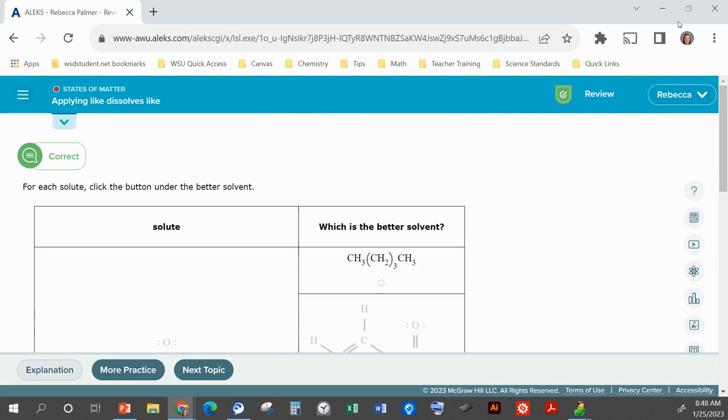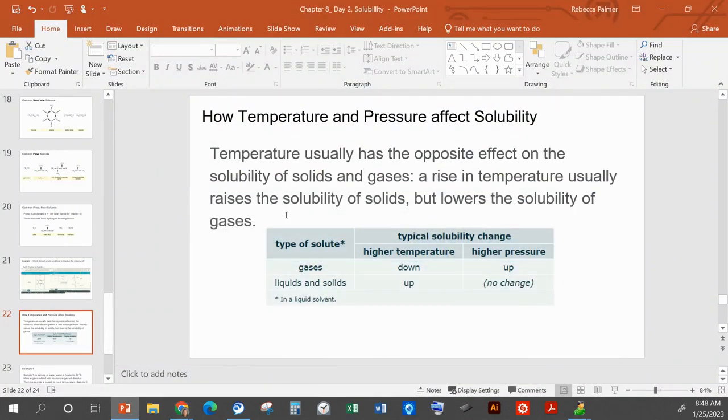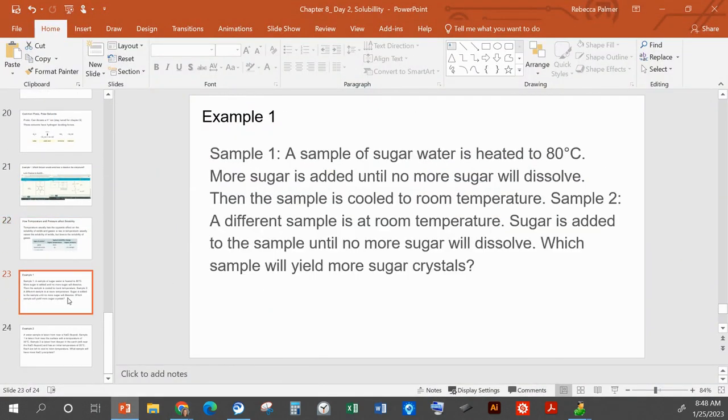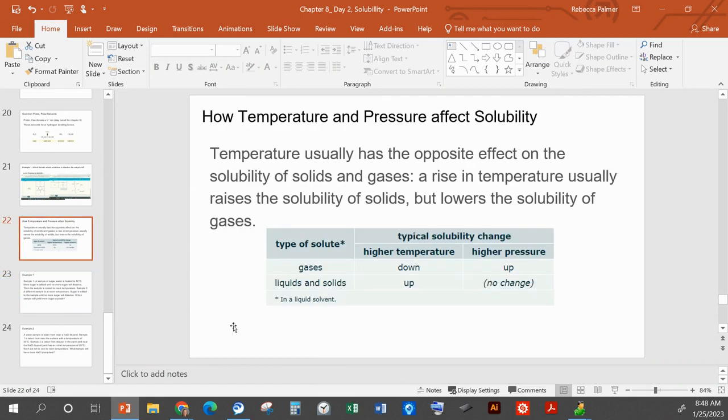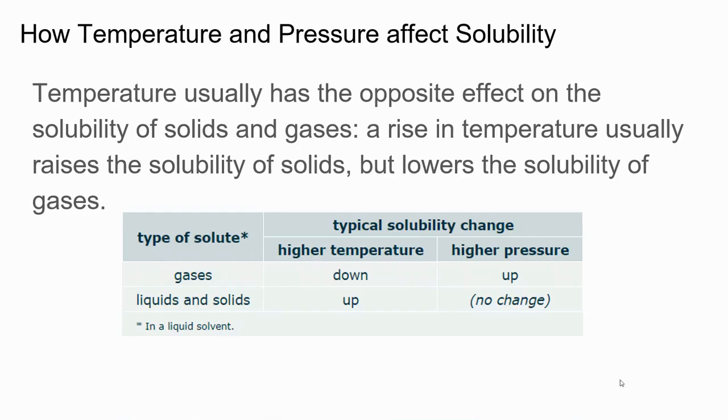Okay. All right. Okay, one more topic, and then I'll let you have some more time. Okay, here we go. The last thing we need to talk about is the solubility of solids and gases. So if we have a gas, do you guys know how to make it more soluble in a liquid? Or we have this table.